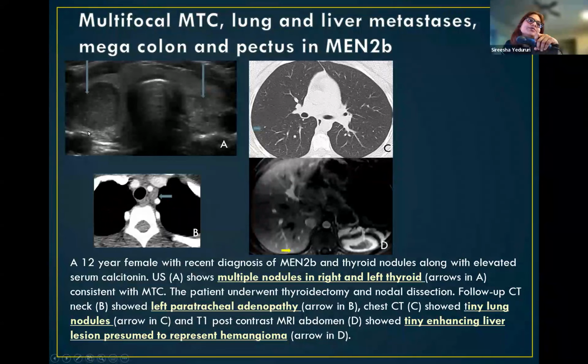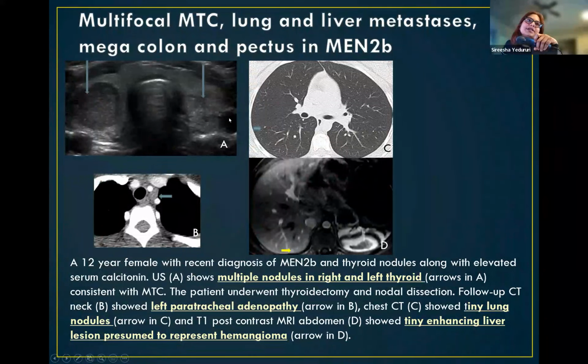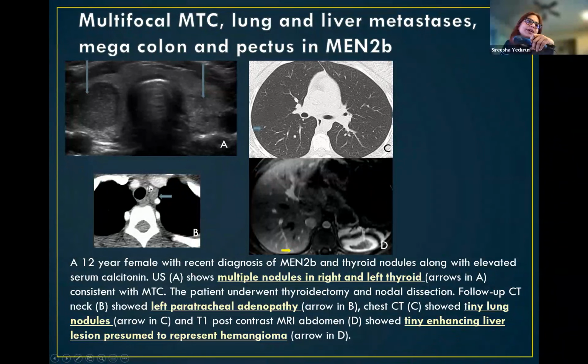So another patient, a 12-year-old female with a recent diagnosis of MEN2B, and she has thyroid nodules, multiple lesions here. She underwent thyroidectomy and nodal dissection. Follow-up CT neck showed left paratracheal lymphadenopathy, and then CT chest showed lung nodules.